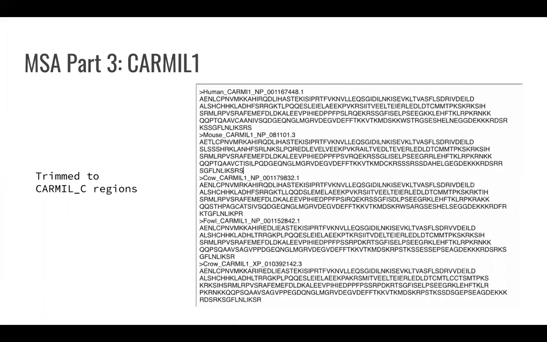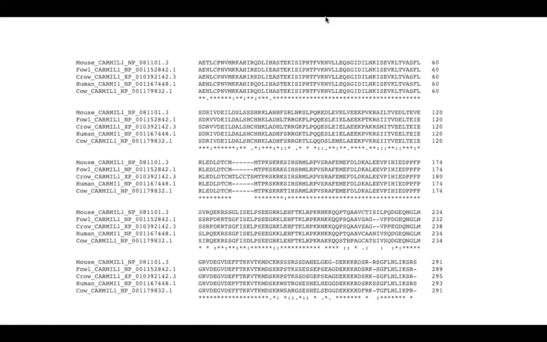So lastly, I decided to create a third multiple sequence alignment, but only with my Caramel 1 proteins. I just chose Caramel 1 because after collecting, most of them were Caramel 1. So, trimming down to the regions and entering them into Clustal Omega, this is my resulting MSA.